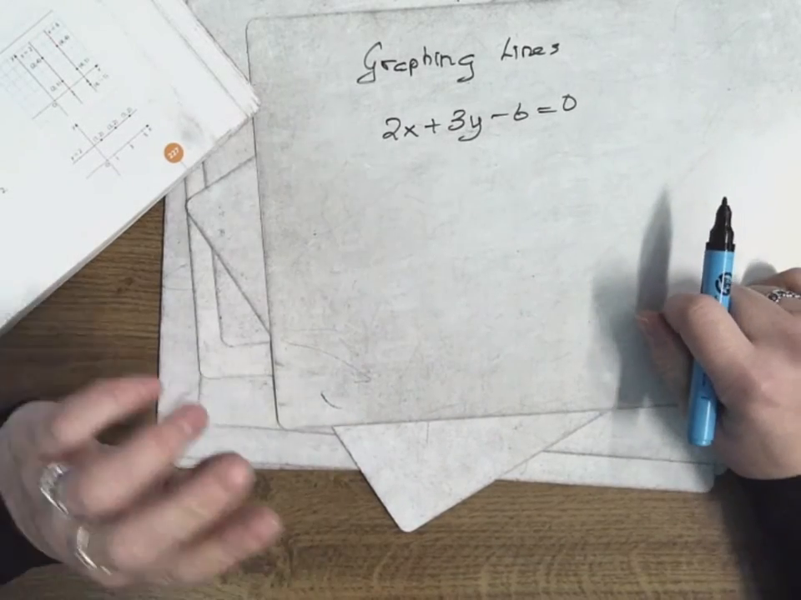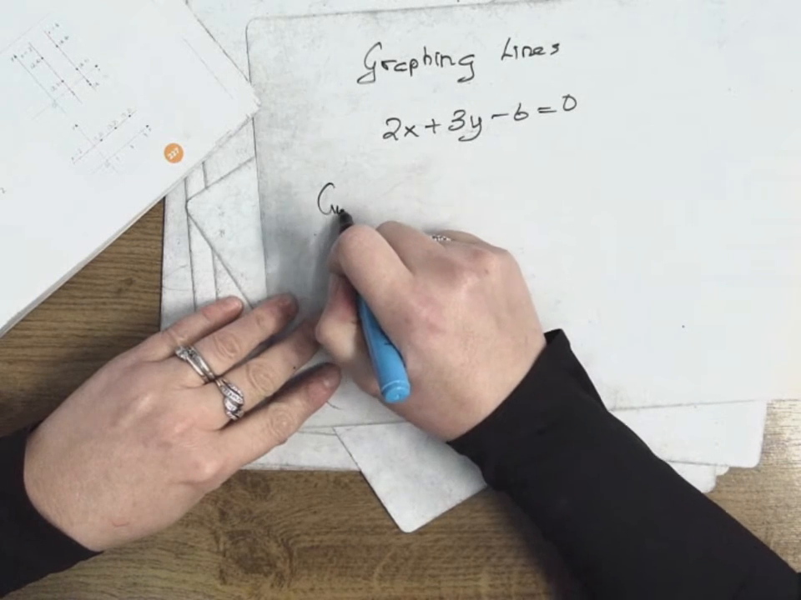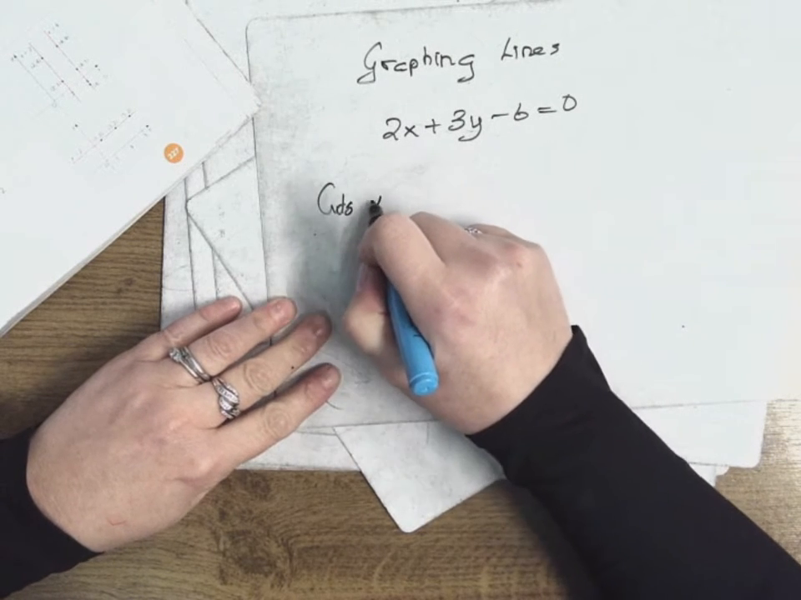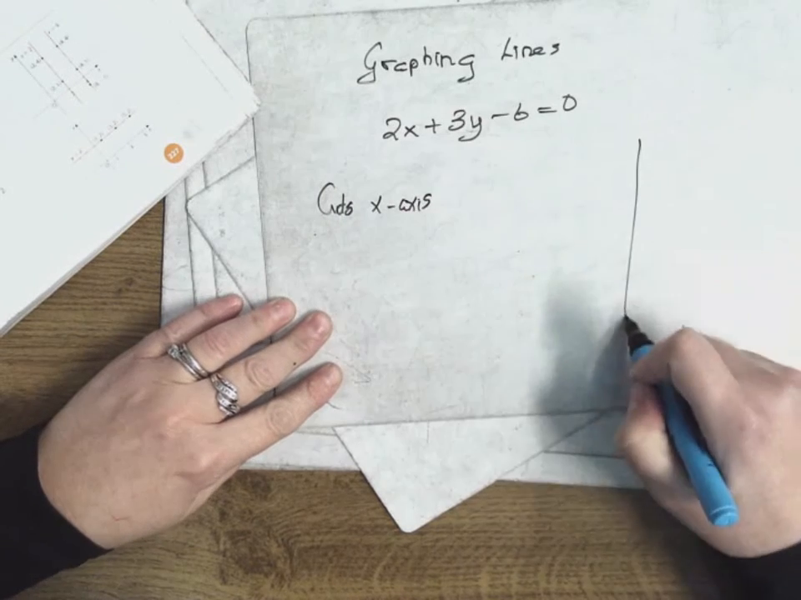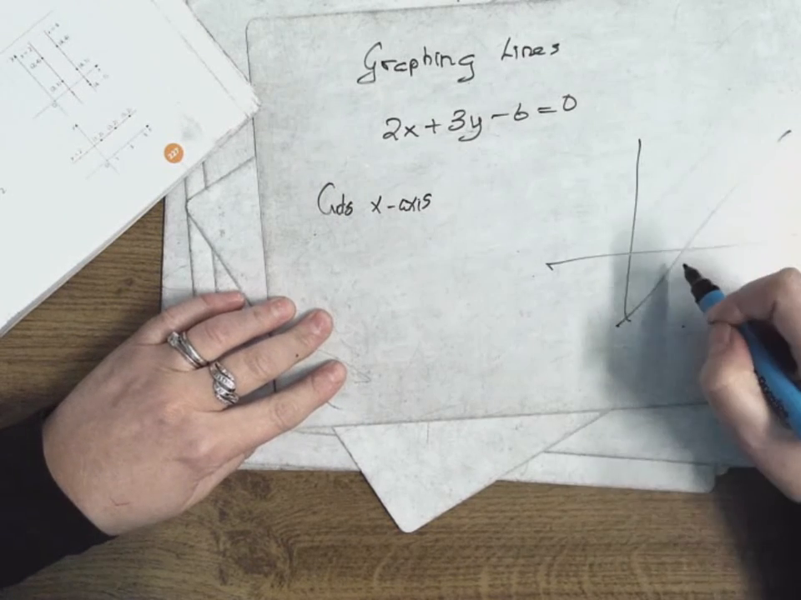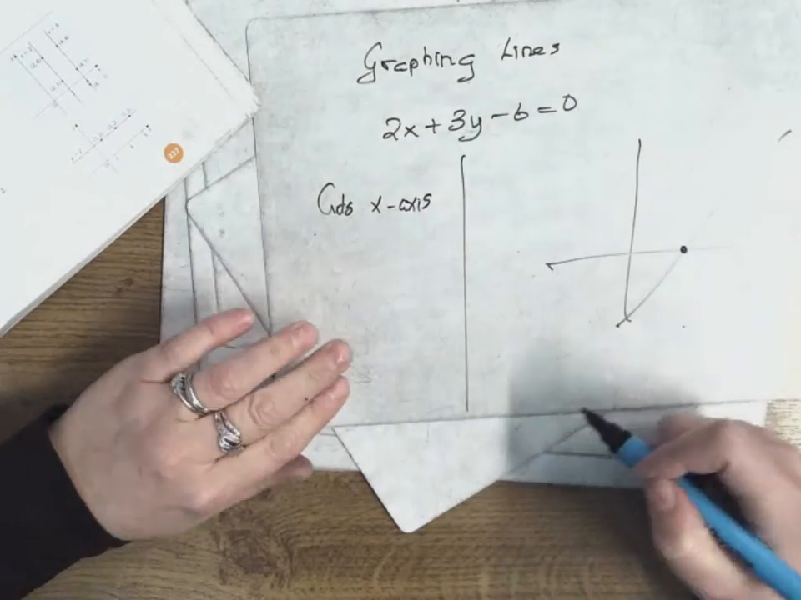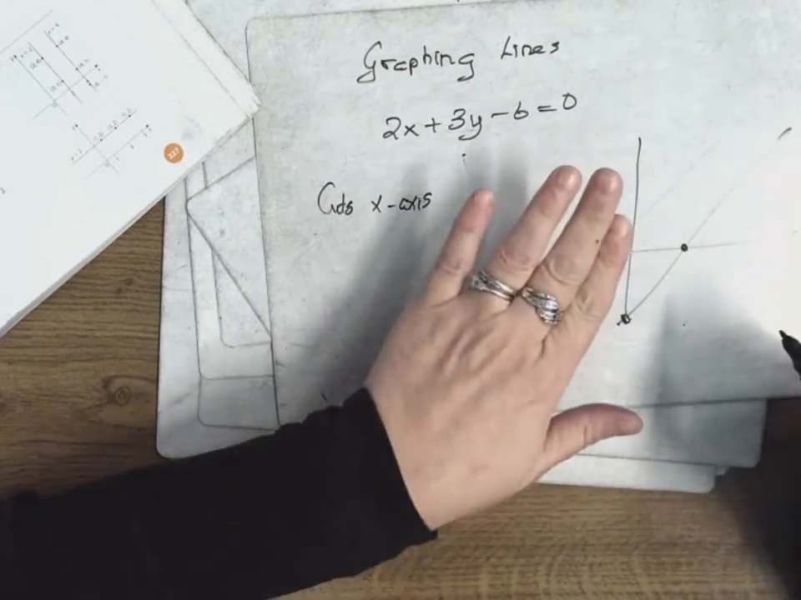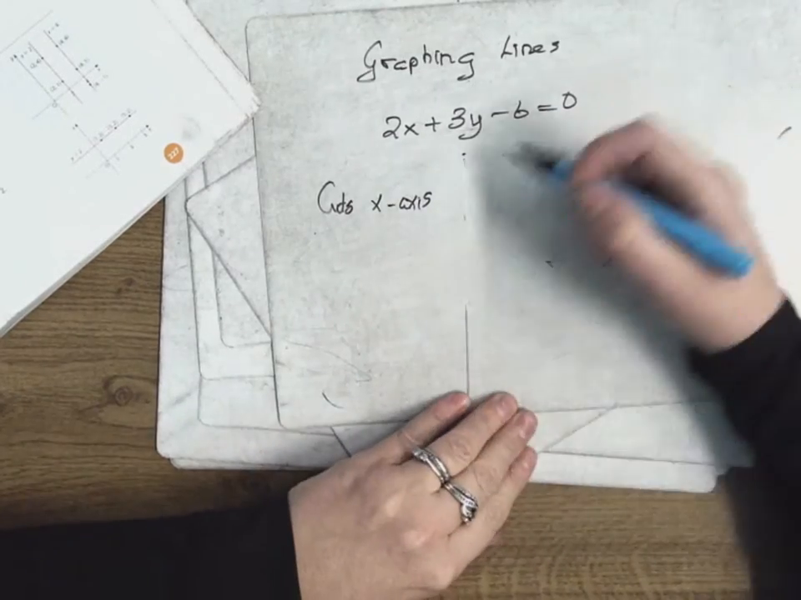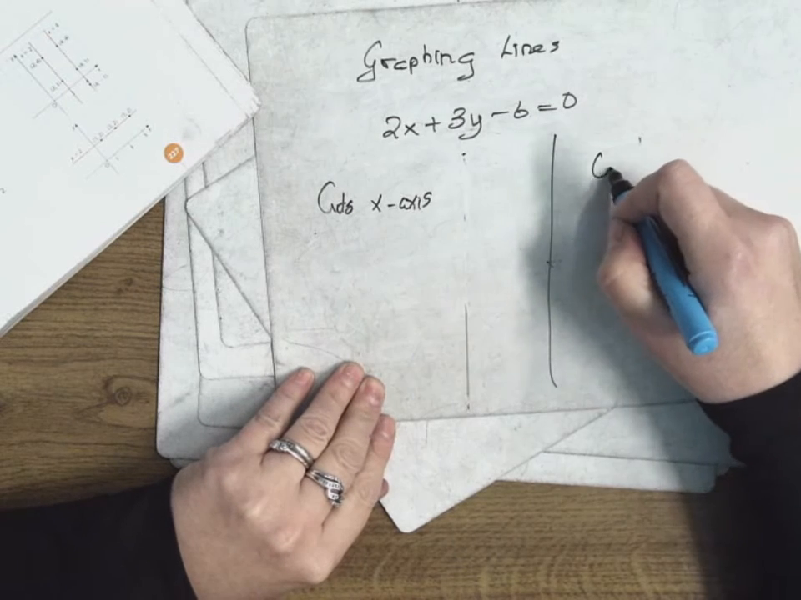So the easiest 2 are to find out where it cuts the x-axis. Here's the x-axis, so if you get this point here, that's one of the easiest ones to find. The second one is to find a point where it cuts the y-axis, where it crosses the y-axis. Those are the easiest ones to find.